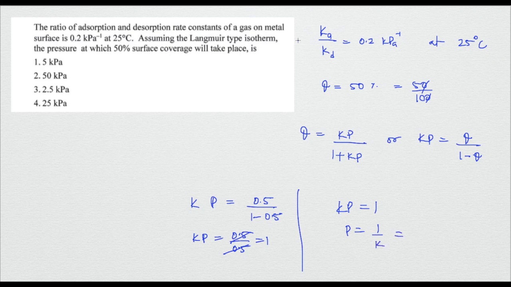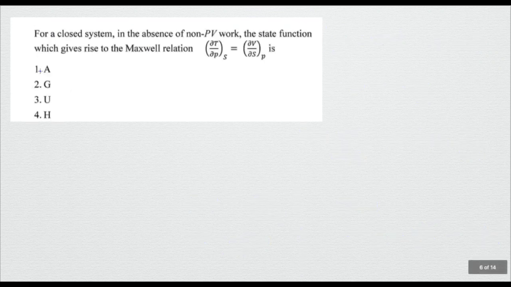Just put the value of K. K equals what? The ratio of adsorption and desorption. So that will be 1 upon 0.2, and the answer will be in kilopascals. So just solve it, and you will get 5 kilopascal as the answer. So the correct answer for this question is option number 1. Alright, it was pretty simple. Just by using the formula from the Langmuir adsorption isotherm, you could have done this question very easily. Alright, let's move to the next question.